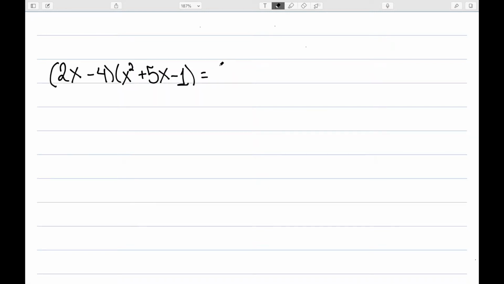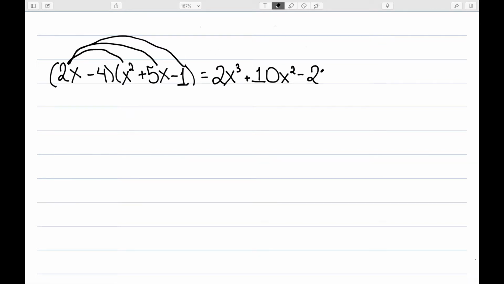The next one that I'll look at, we can no longer FOIL since it's a binomial times a trinomial. But like I said, we can expand this idea. We start with this 2x term in the first parentheses. I'm going to do 2x times x squared. That gives me 2x cubed. I then do 2x times 5x. 2 times 5 is 10, and x times x is x squared. I then have a 2x times a negative 1, which will be minus 2x.